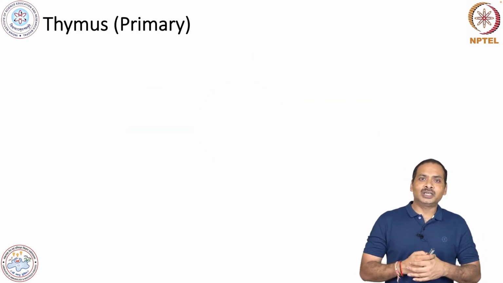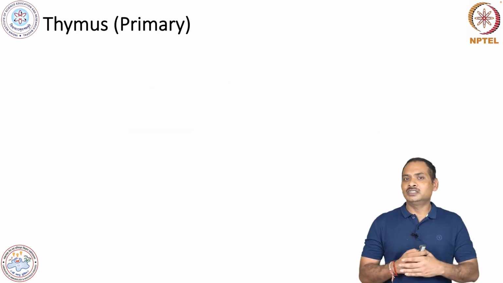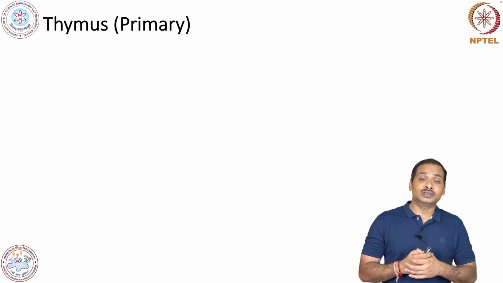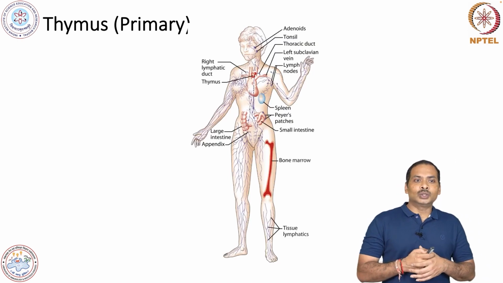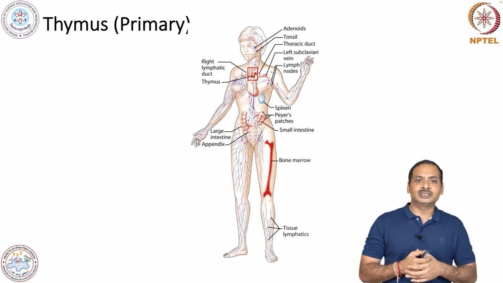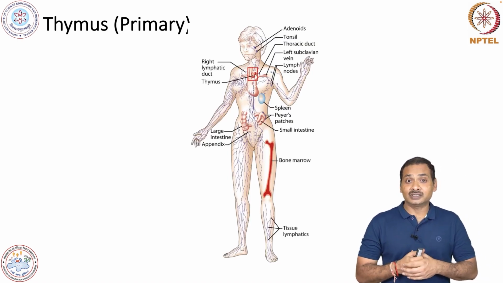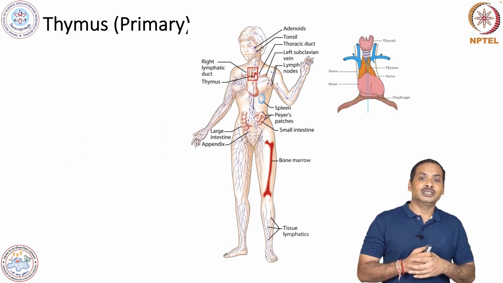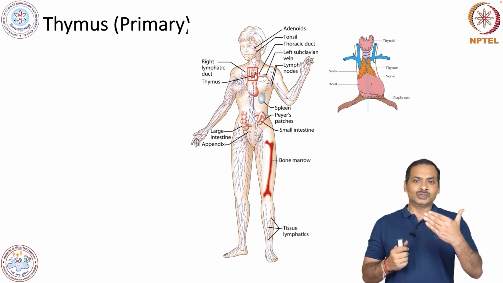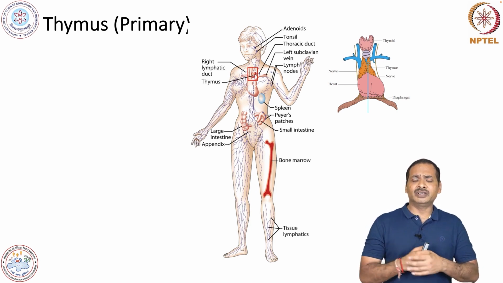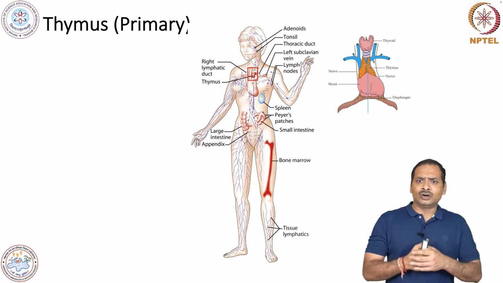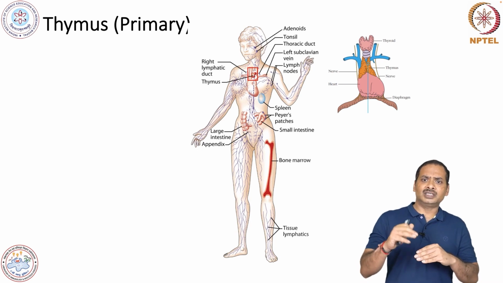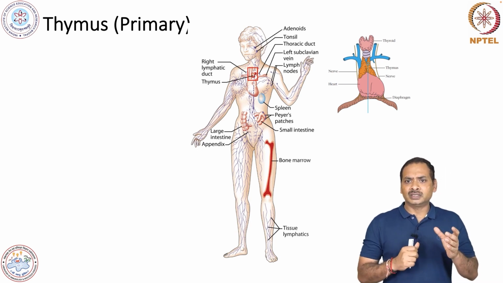As you know, this is a primary lymphoid organ, and it is a key site for the development of T cells, which we call thymocytes. You can see in this slide that the thymus is present over the heart, among several organs. Over the diaphragm there is the heart, and over the heart there is the thymus.